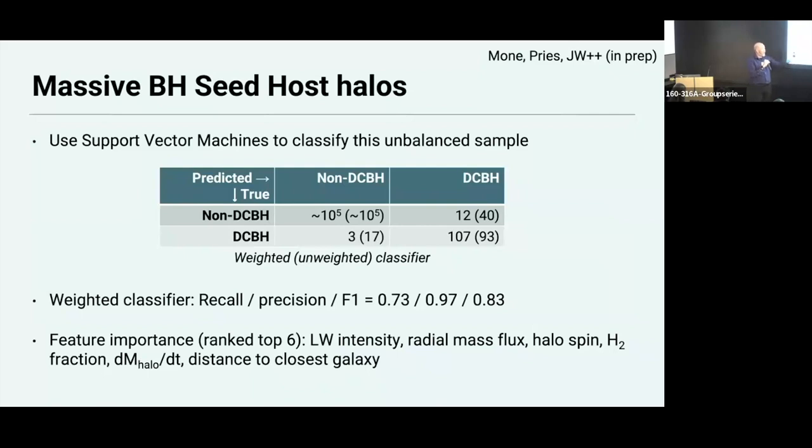So we've done some feature importance. The most important one is the Lyman-Werner intensity, then the radial mass flux at a distance of 50 parsecs. Halo spin, that's interesting.